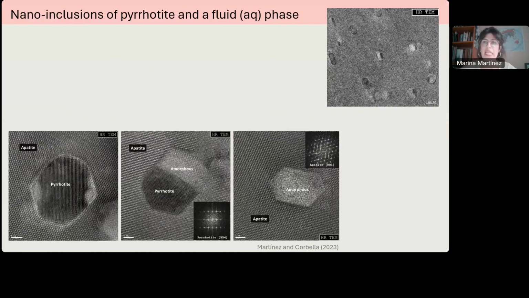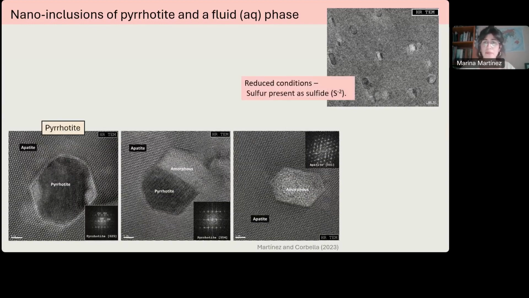So here, high resolution TEM images, we were very lucky to get those because they are really difficult to get. As soon as I was imaging them or doing any sorts of analysis, they were destroyed. We found that they consist of pyrrhotite, and so we have reduced conditions because sulfur is present as sulfide.